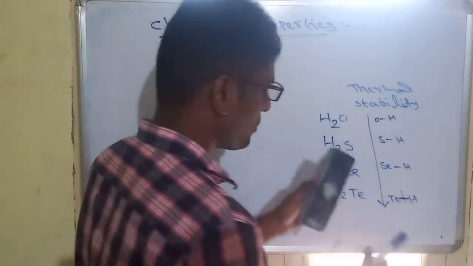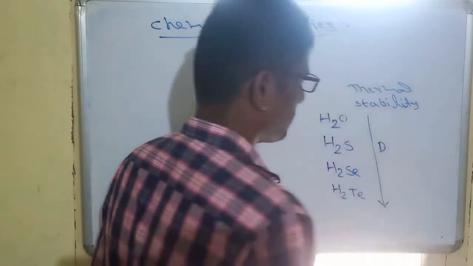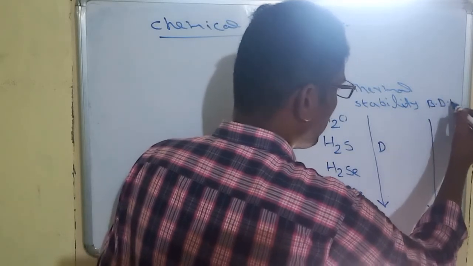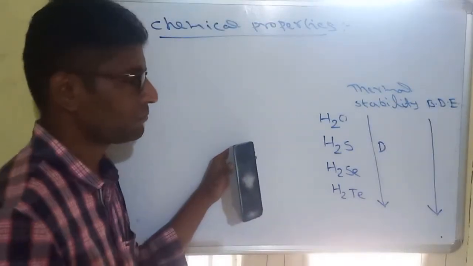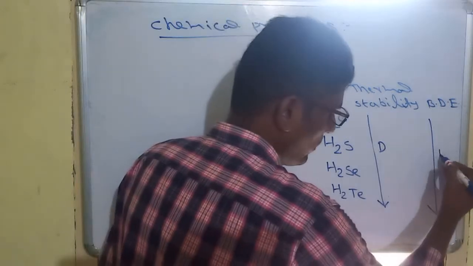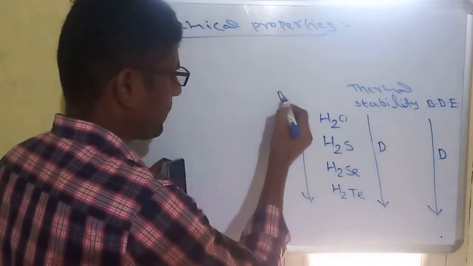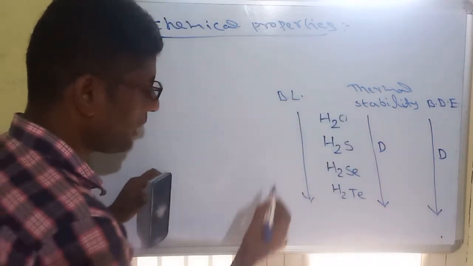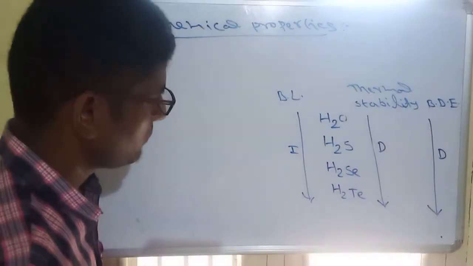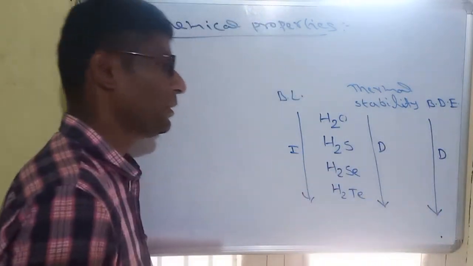So let me write this down. Thermal stability decreases from top to bottom. Why? Because from top to bottom the bond dissociation energy, that is, how much energy is required to break the bond, will decrease. Another is the bond length, which will increase due to the increasing atomic radius. So bond length increasing, stability decreasing, bond dissociation energy decreasing.